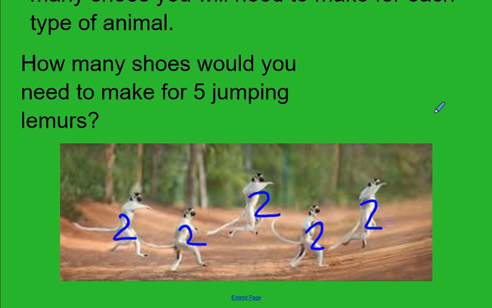Rather than writing out an equation 2 plus 2 plus 2 plus 2 plus 2, it takes too long to write, I'm going to say how many 2's there are. So there's 1, 2, 3, 4, 5. 5 lemurs times, they each need 2 shoes, and that equals 2, 4, 6, 8, 10.